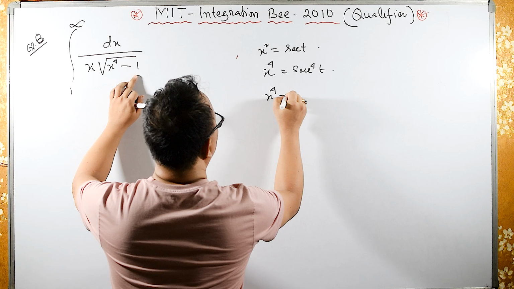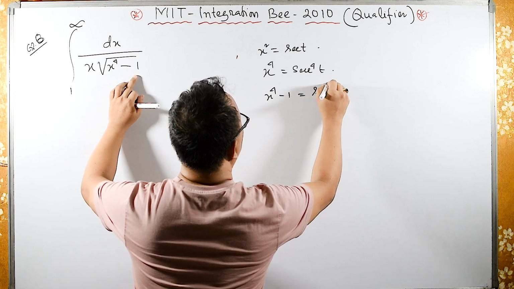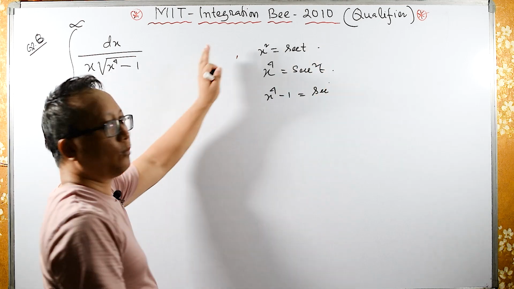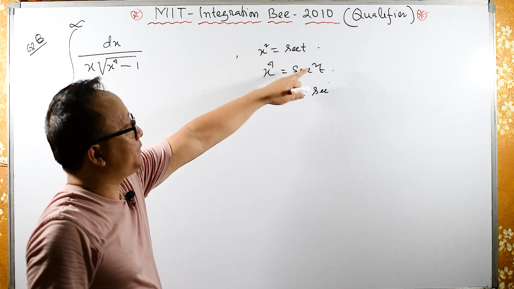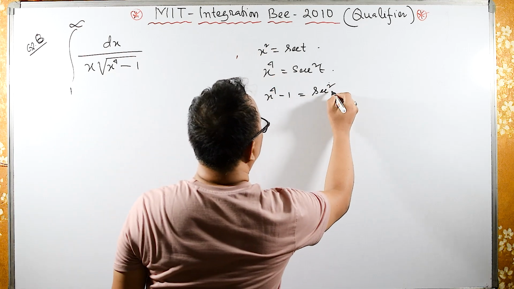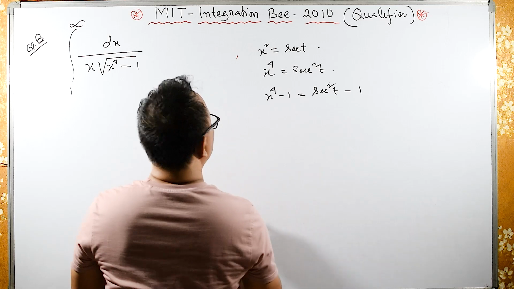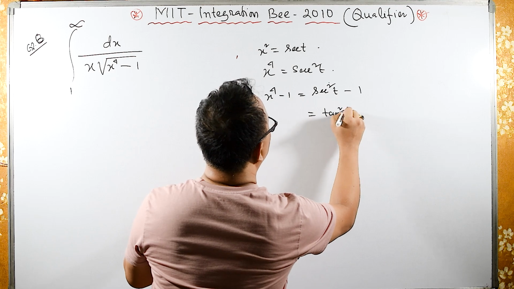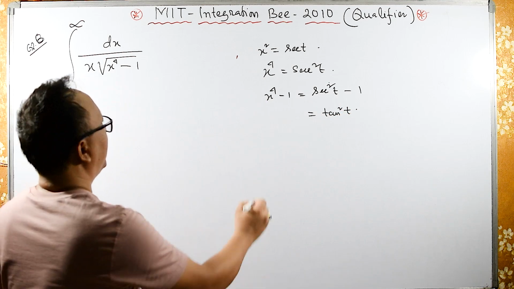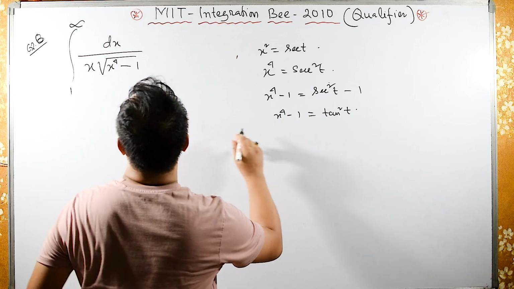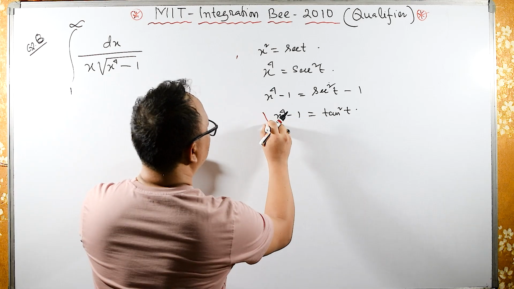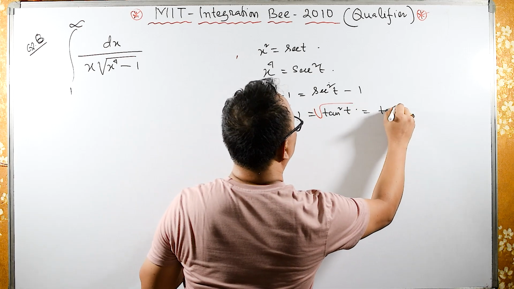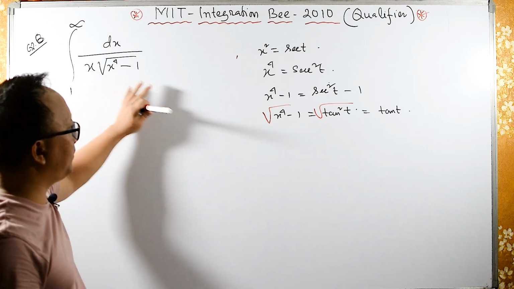So x⁴ minus 1 equals, squaring on both sides, x square becomes x⁴, and this becomes sec square t minus 1. Sec square t minus 1 is tan square t, and this is my x⁴ minus 1. Since the square root is there, if I take the square root on both sides, we get tan t.